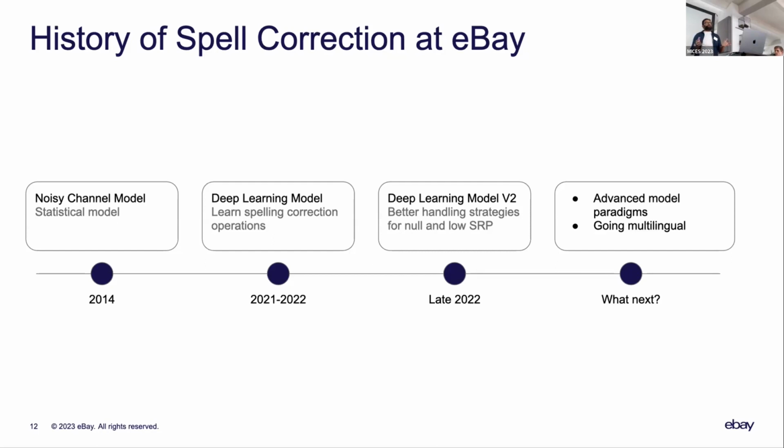And now what's next? What could we do more? We already have a deep learning model. So we can start looking at more multilingual aspects, like trying to fix all different foreign languages, not just English, or even advanced model paradigms. What could it be?